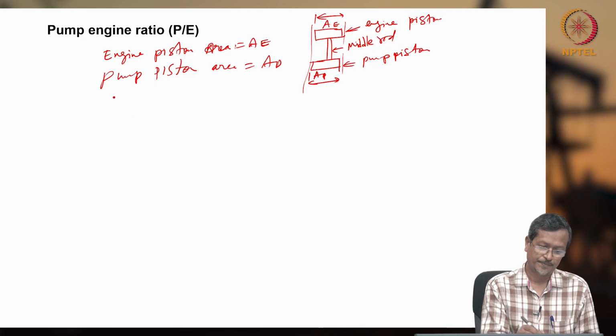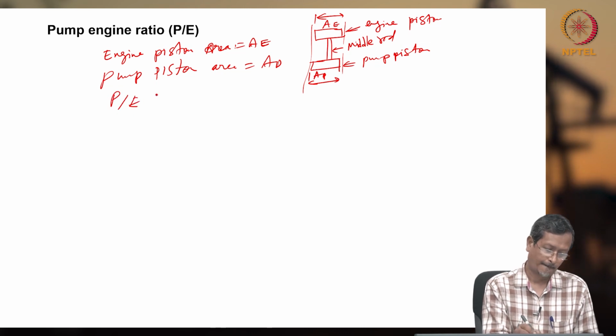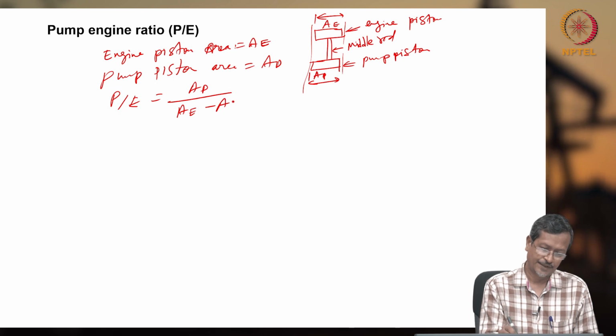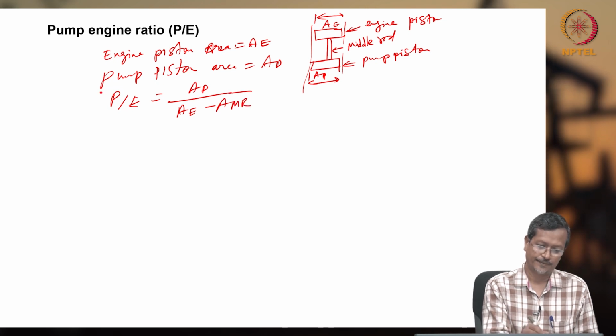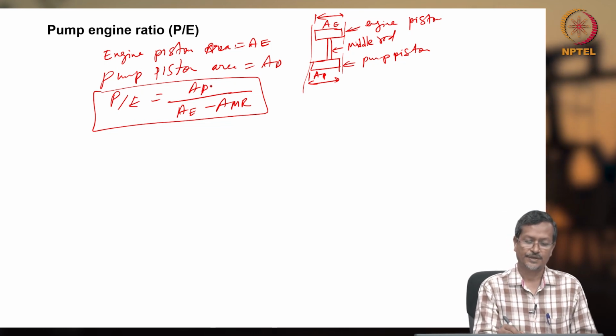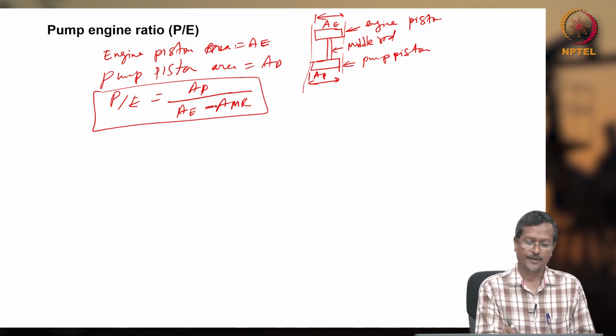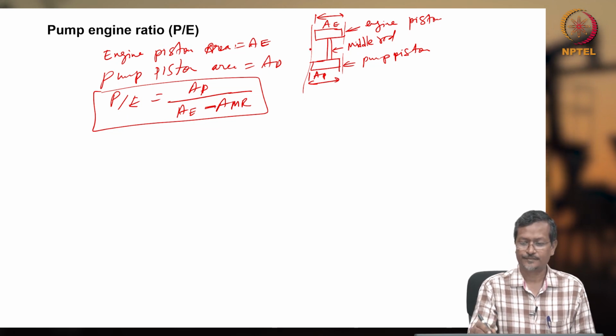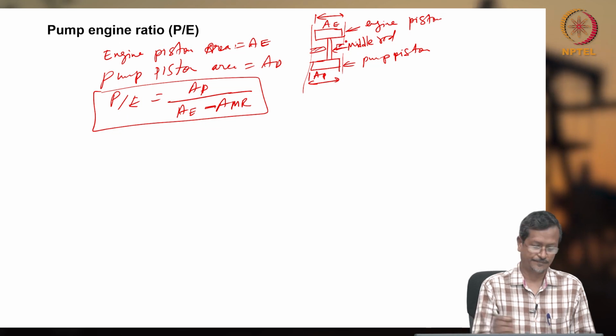AP. So P by E equals AP over AE minus AMR. Okay, this is the standard formula. You have to remember piston area divided by area of engine minus area of middle rod. Because the middle rod will take up space like this, so the total volume will be different.